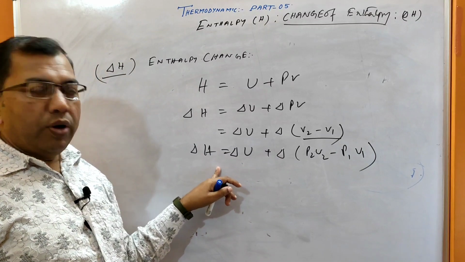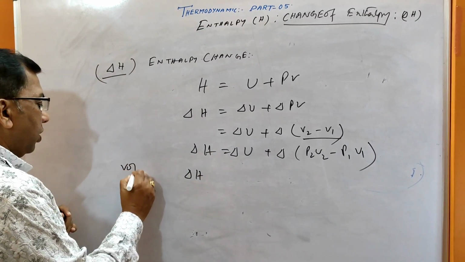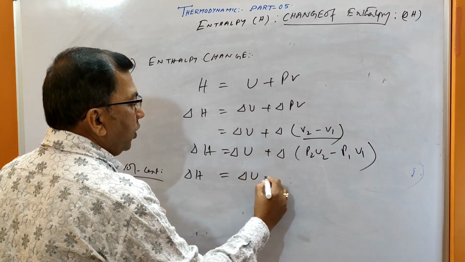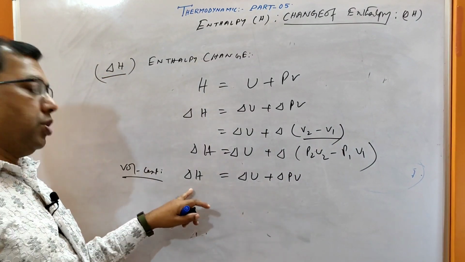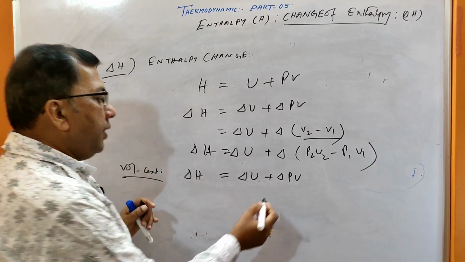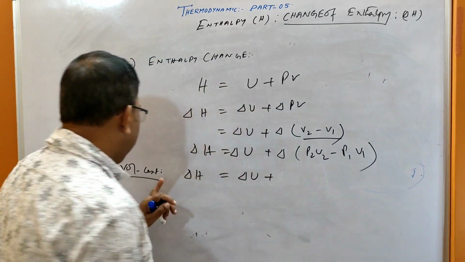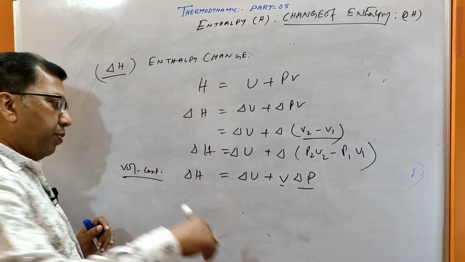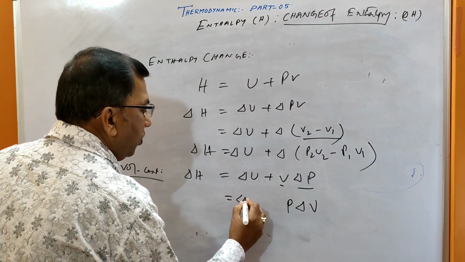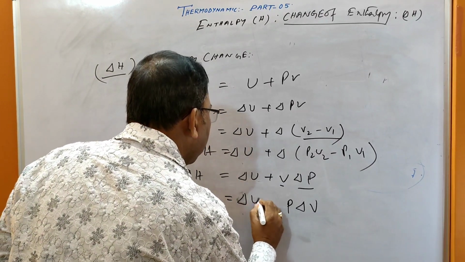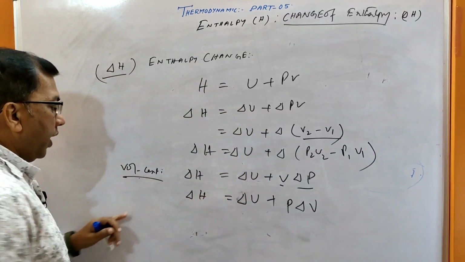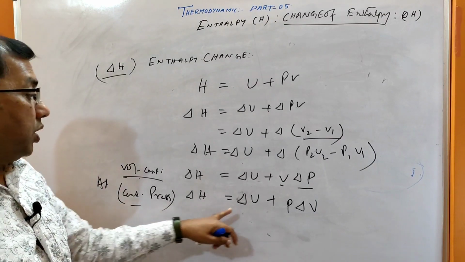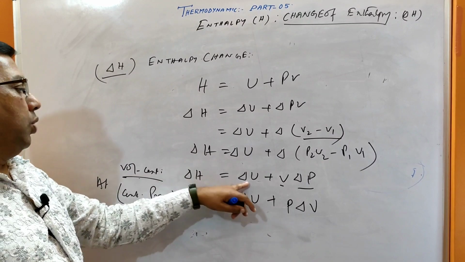At constant volume, delta H equals delta U plus delta PV. At constant volume, this becomes V delta P, and at constant pressure, P delta V. So at constant pressure, delta H equals delta U plus P delta V, and at constant volume, delta H equals delta U plus V delta P.